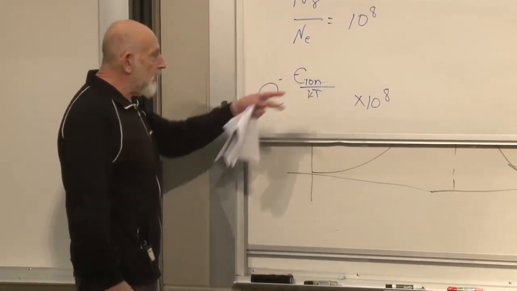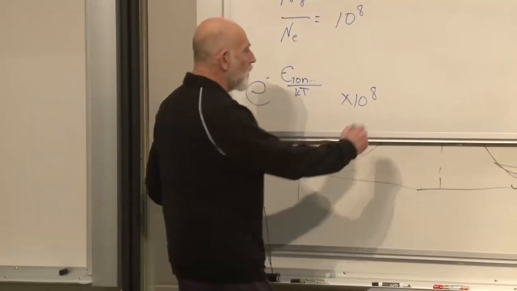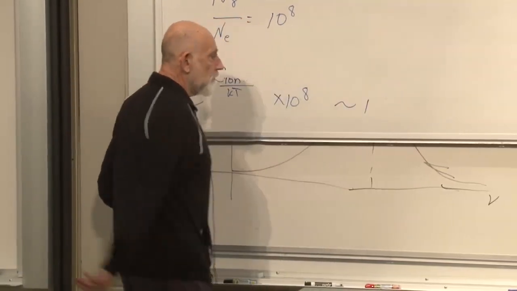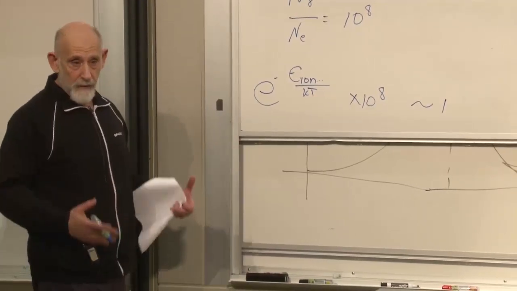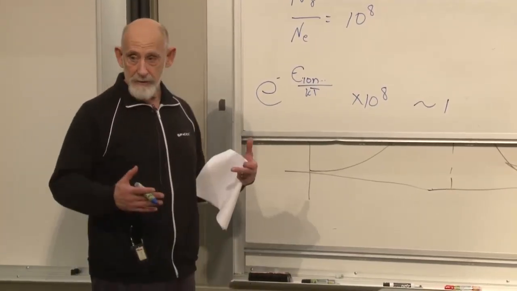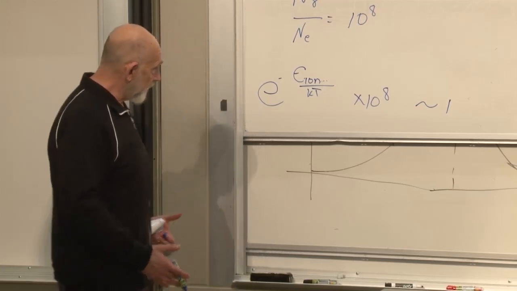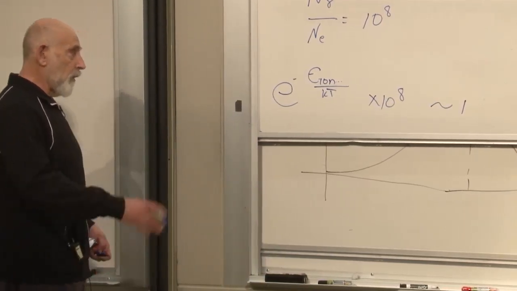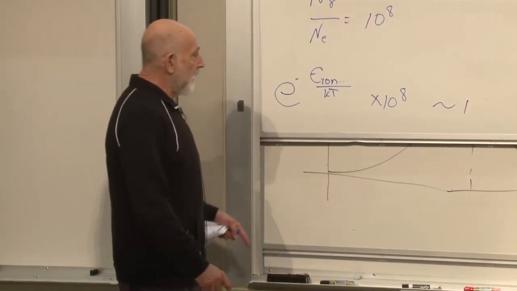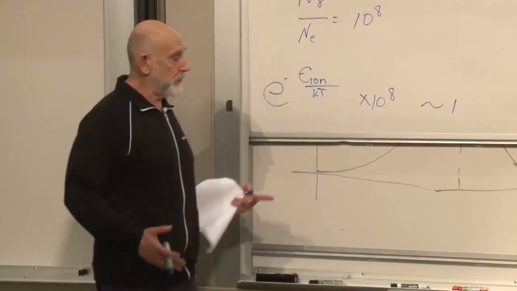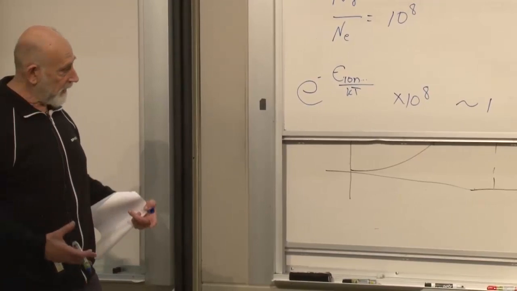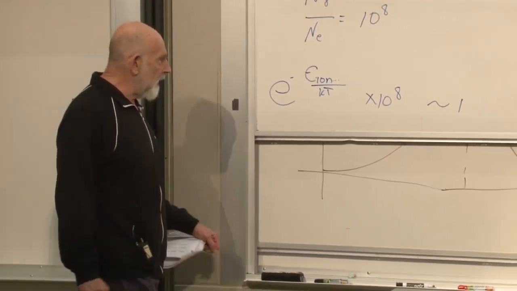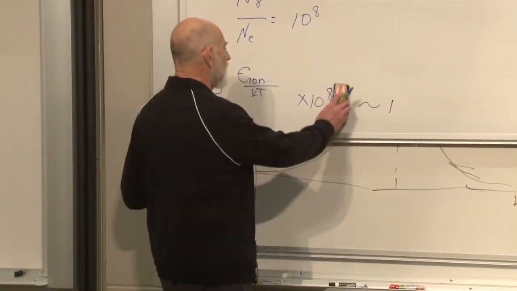And if this combination of numbers is order 1, is roughly 1 or bigger, then there are simply enough photons to ionize the electrons. There will be one photon. If this is of order 1, that says there will be roughly 1 photon per atom with enough juice to ionize it. All right, 10 to the 8th is approximately e to the 20, or something like that.